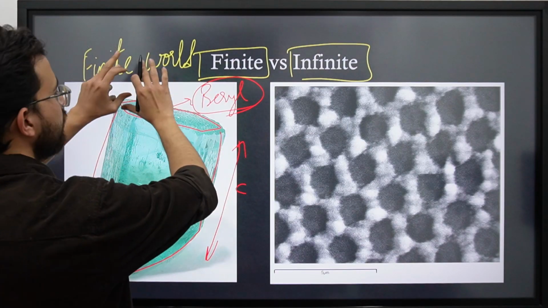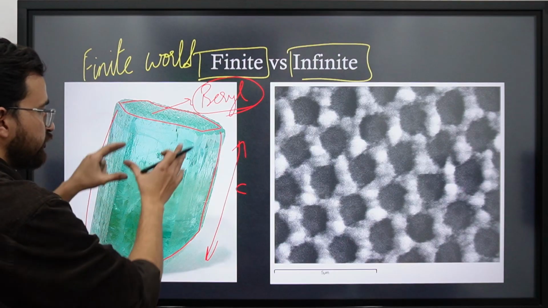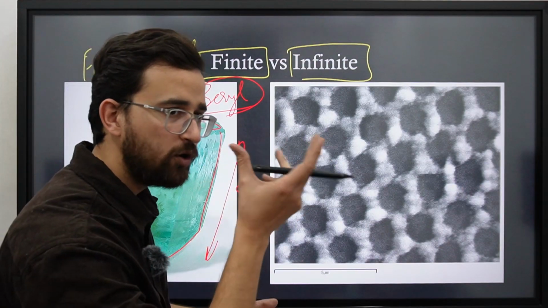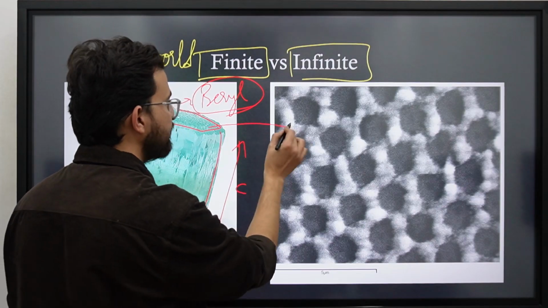So, back to finite and infinite. This is a finite sample of beryl. Why is it finite? Because I can hold it. Now what happens when I zoom into beryl?